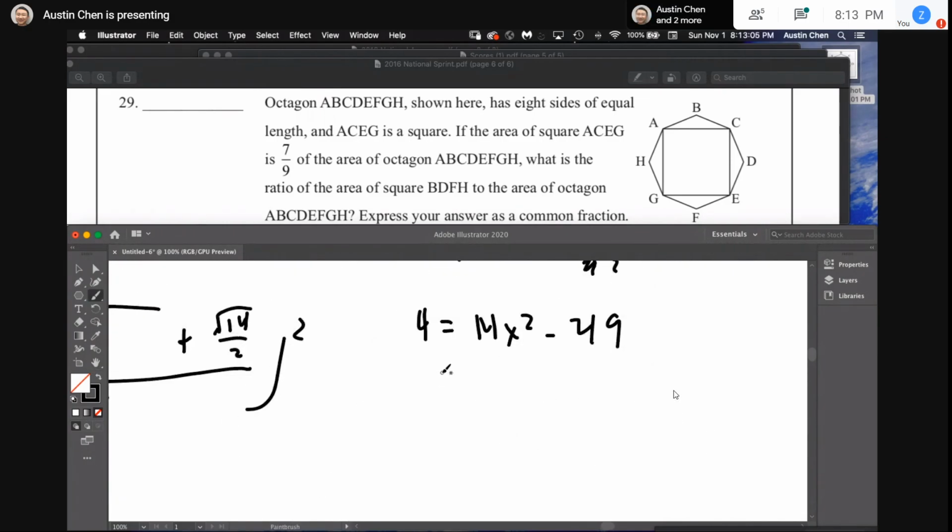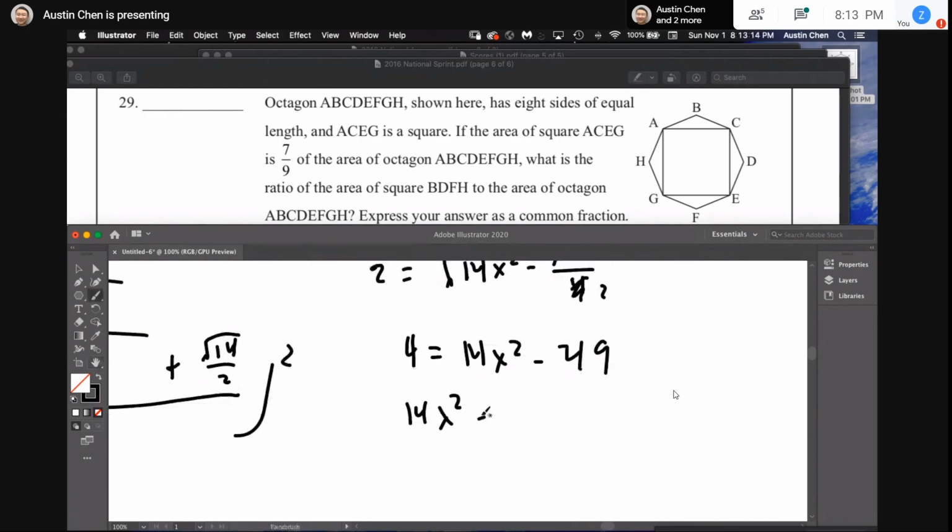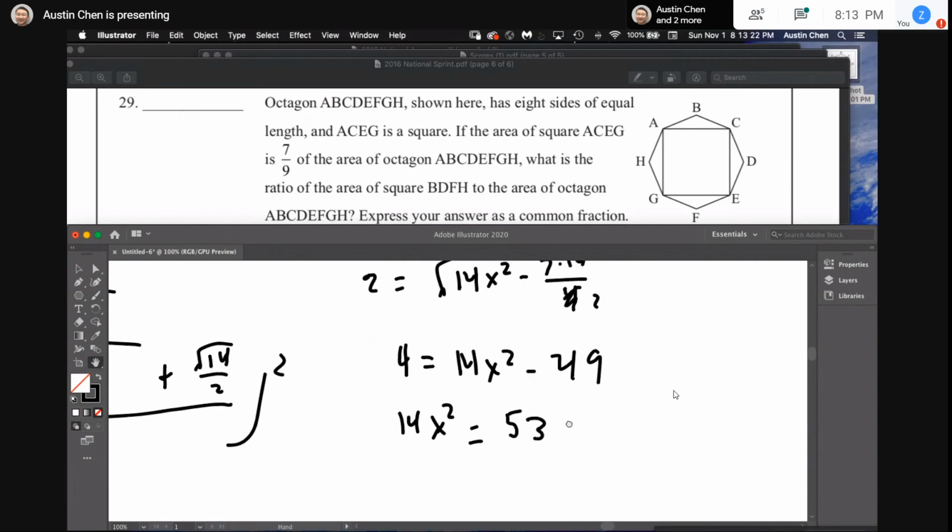Okay, so then we should be able to solve for x, right? Oh, it's actually just 14x squared equals 53. That does not seem right.